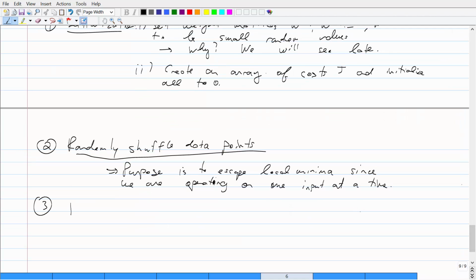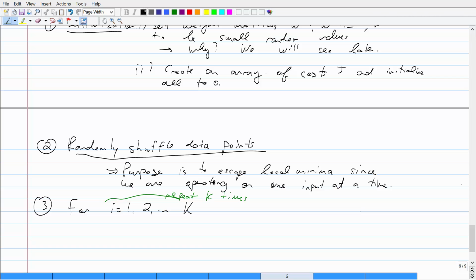Okay, so here's the main algorithm. For i equals 1, 2, all the way up to k. So what we're going to do is repeat this process k times.